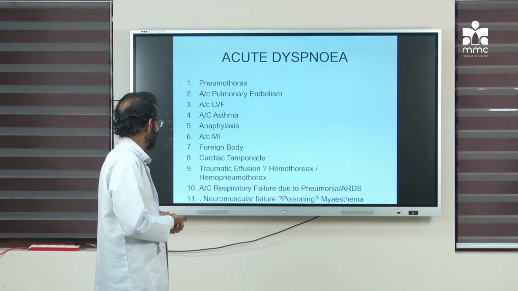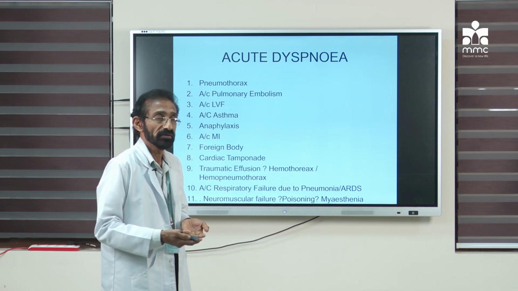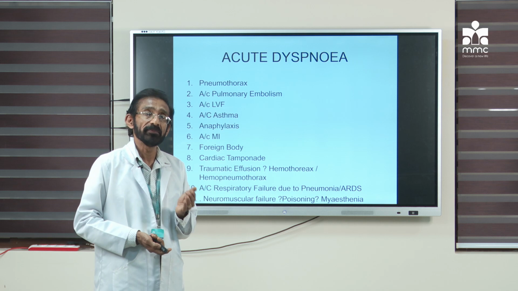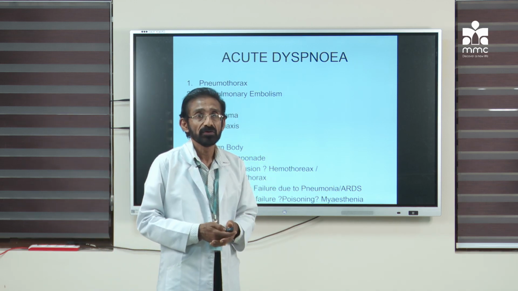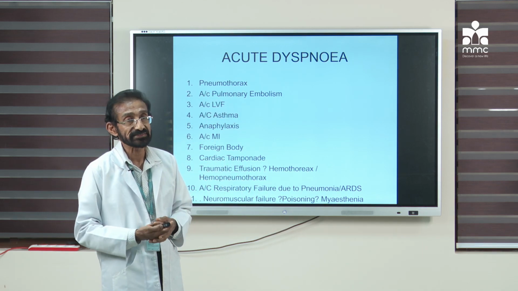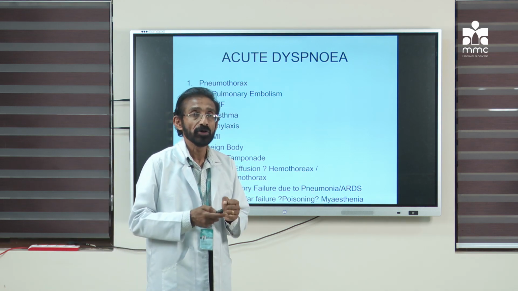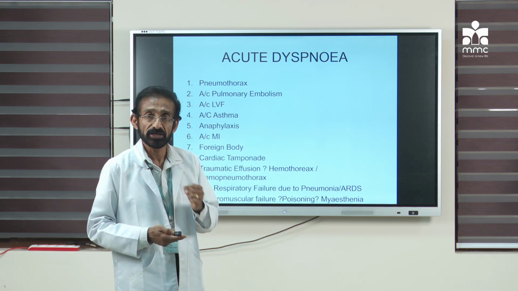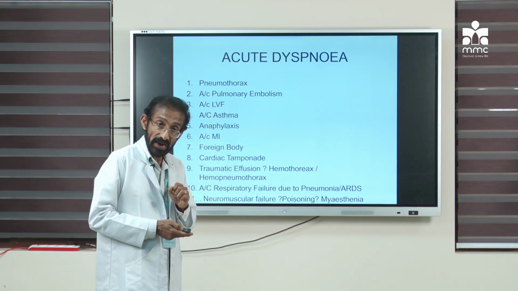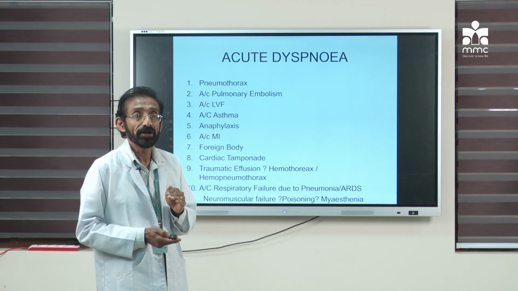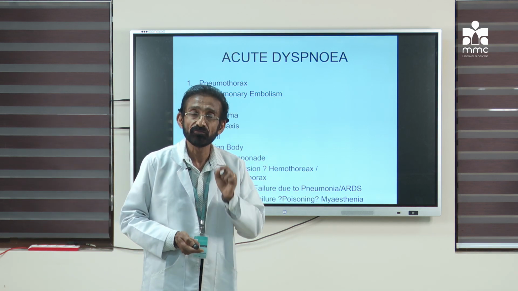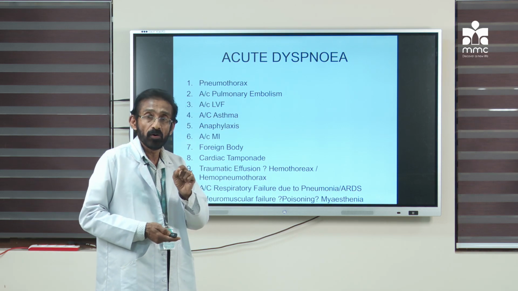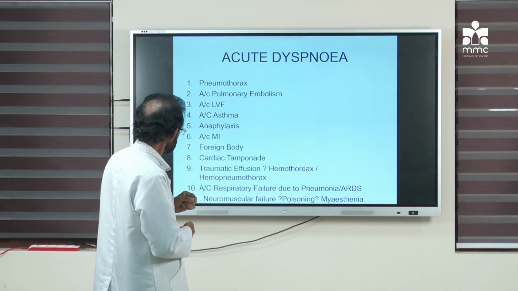Traumatic effusion, hemothorax, hemopneumothorax. This can occur when a patient has a fall or a road traffic accident, and when any patient is brought in with a history of fall from a tree or a road traffic accident, remember it is mandatory to rule out hemothorax, pneumothorax, or a combination of both like hemopneumothorax. And it will be ideal to get a chest X-ray, and if you are in suspicion, to necessarily go in for a CT thorax to rule out any undetected fractures of the rib or a pneumothorax or a hemothorax.